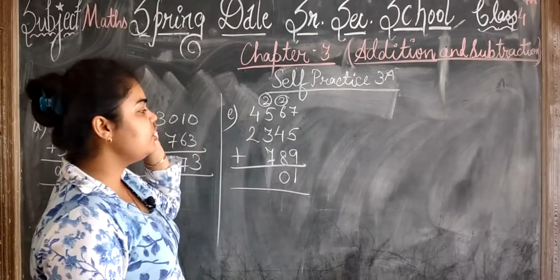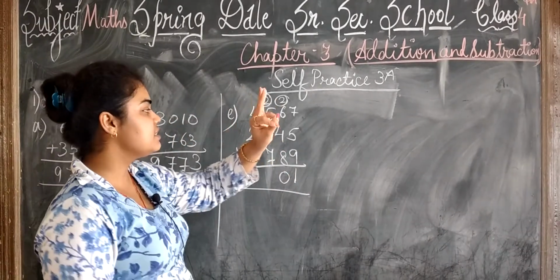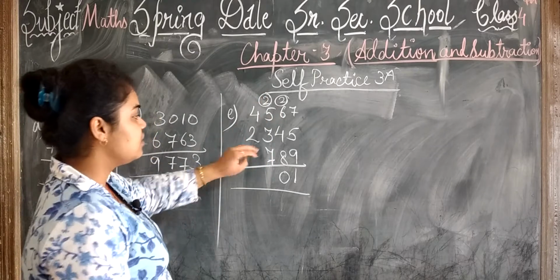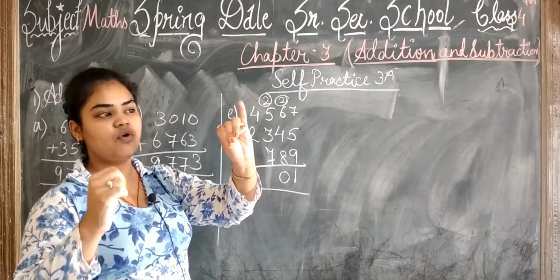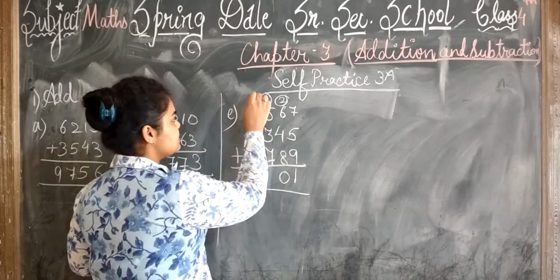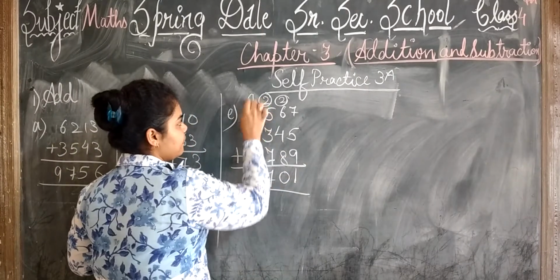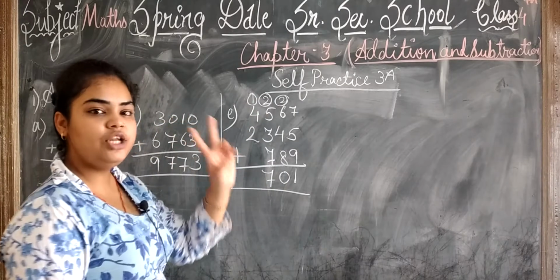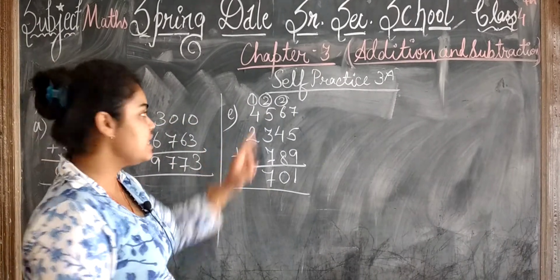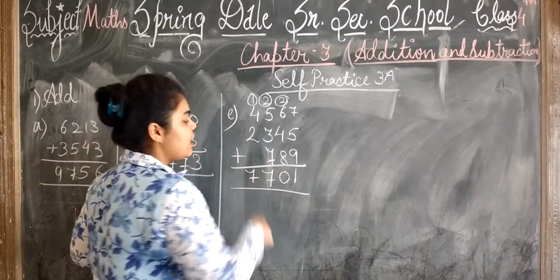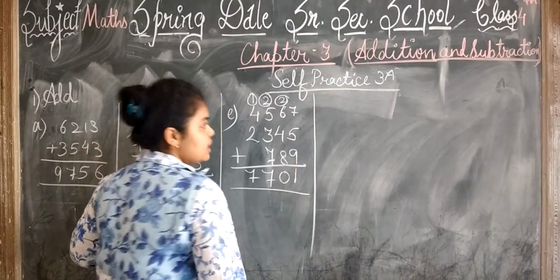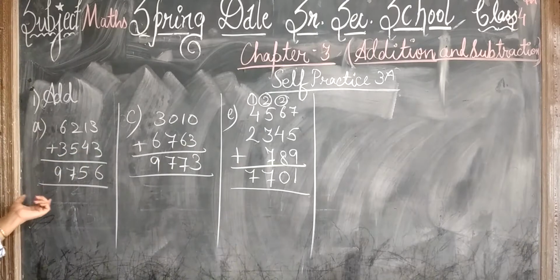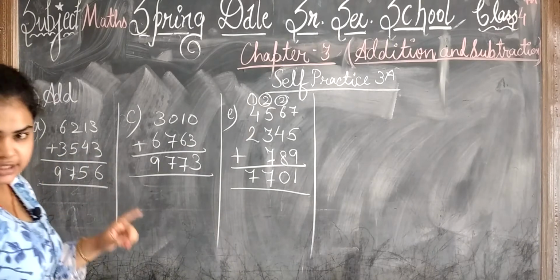Next we have 5 in your mind, 3 in your fingers, after 5, 6, 7, 8. After 8, 7 fingers: 9, 10, 11, 12, 13, 14, 15, 16 and 17. 4 in your mind, 2 in your fingers, after 4, 5 and 6 plus 1, 7. The number we get is 7701. So children, like this you have to complete the rest of the questions in your textbook.